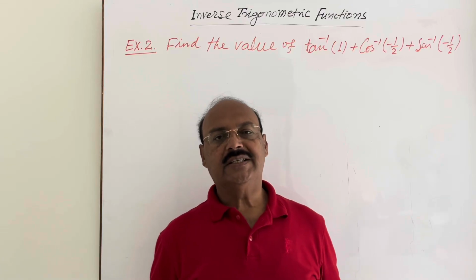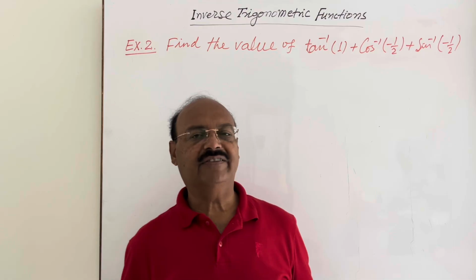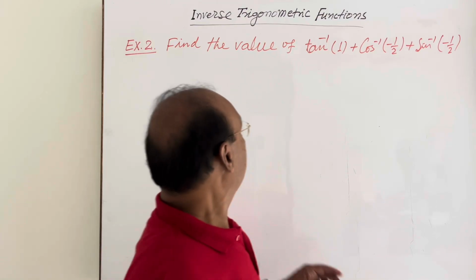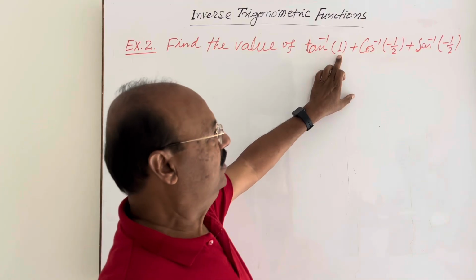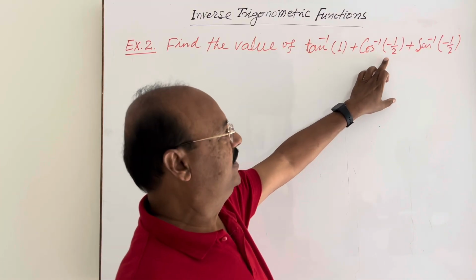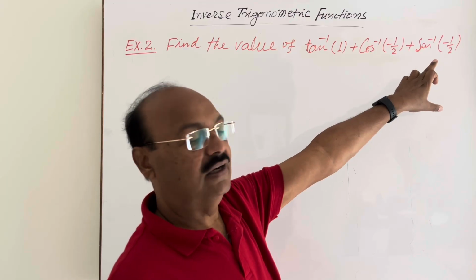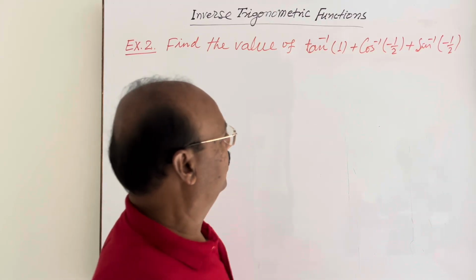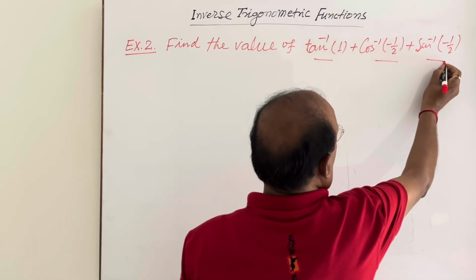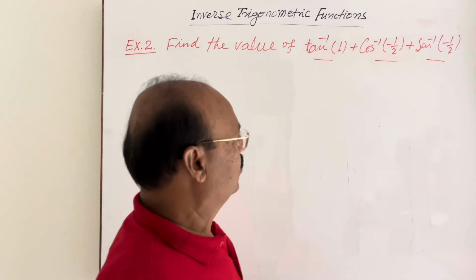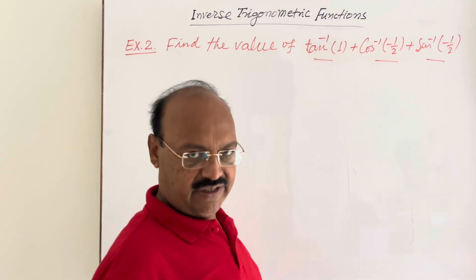Here we are discussing a very important question from the chapter Inverse Trigonometric Functions. The question is: find the value of tan inverse of 1 plus cos inverse of minus half plus sin inverse of minus half. Here three terms are given: first term, second term, third term. So we have to find out the values of each of these three terms separately.